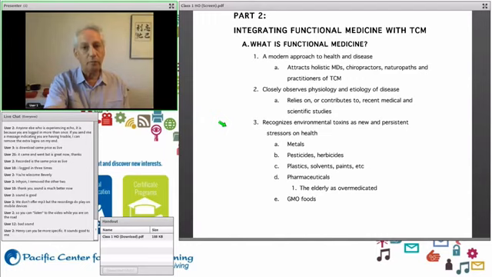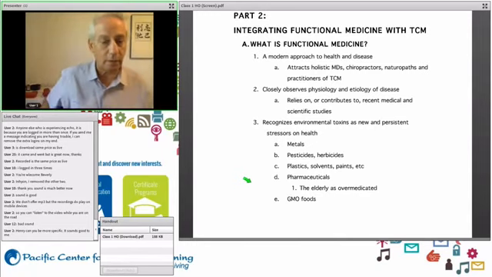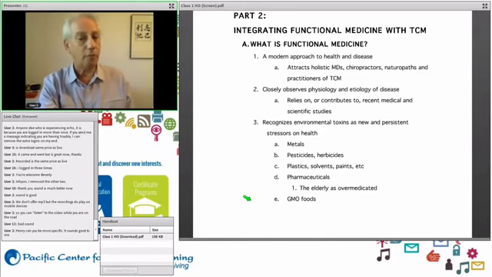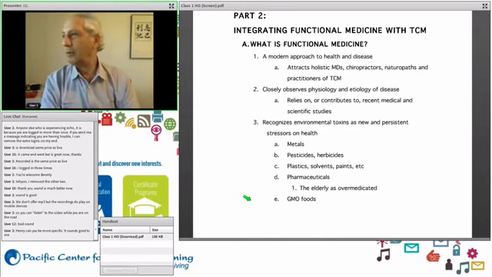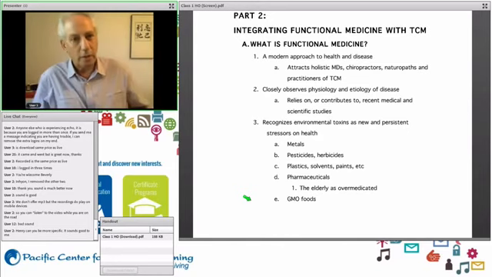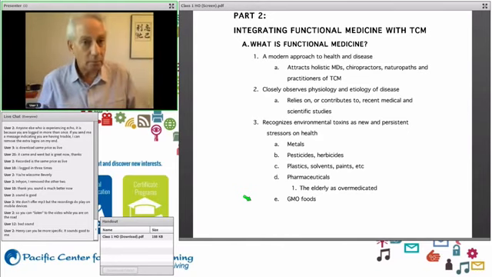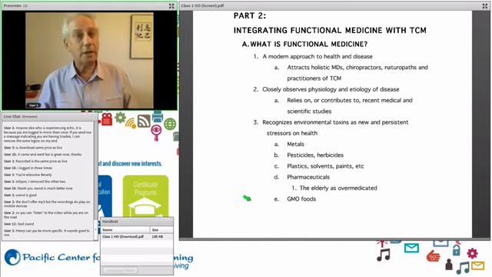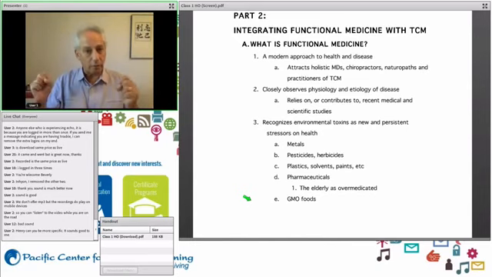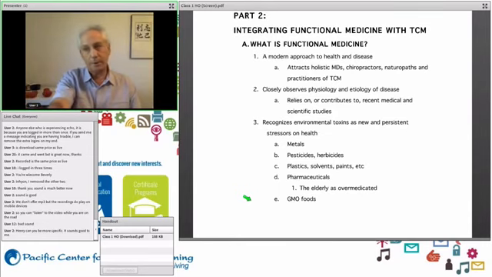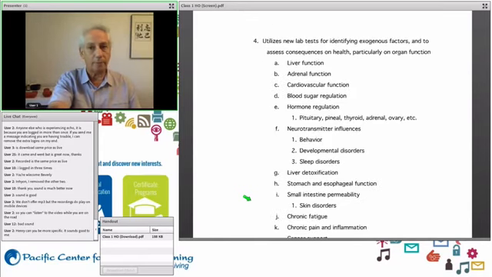These are the heavy metals, pesticides and herbicides, plastics, solvents and paints, pharmaceuticals, especially the elderly are just way over medicated. GMO foods. GMO foods are made with Roundup, which then destroy your bacteria in your guts, right? Looks good on paper, but you're really injuring your internal ecology, and you're injuring the soil bacteria around the roots of the plant. It's depleting a lot of important bacteria. So GMO is more than just, they're not natural, I don't like them. I mean, they really are causing harm that we're going to talk about.